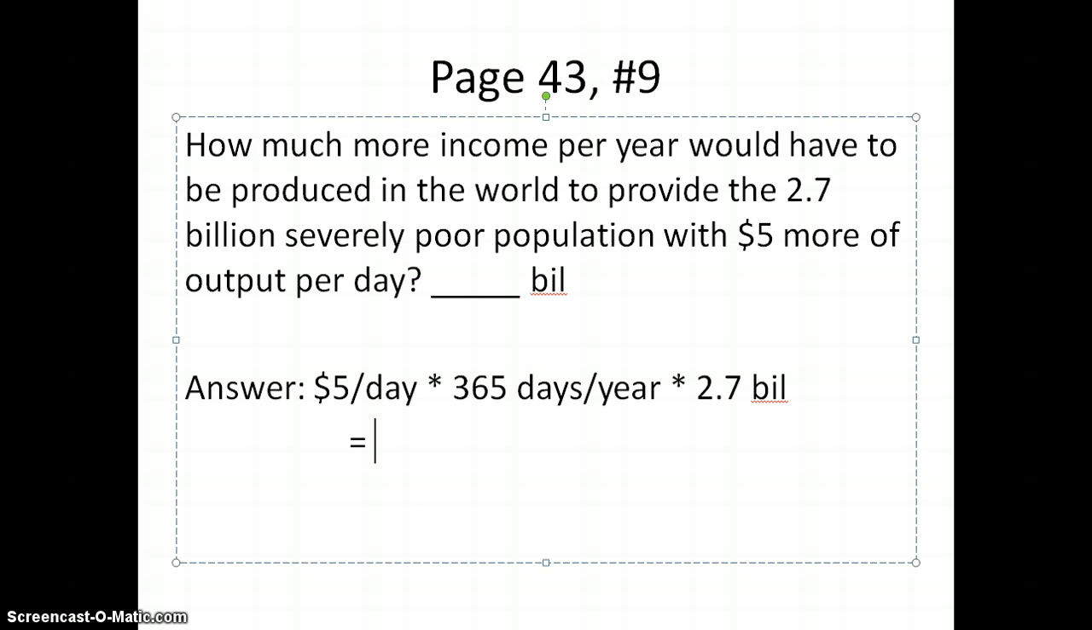I don't have to worry with the decimals here. So 5 times 365 times 2.7 comes to 4,927.5 billion. So really that is about 4.9 trillion, but again we're leaving it in billion just to make things easier.